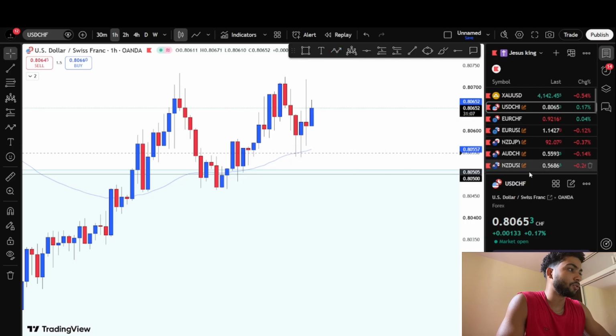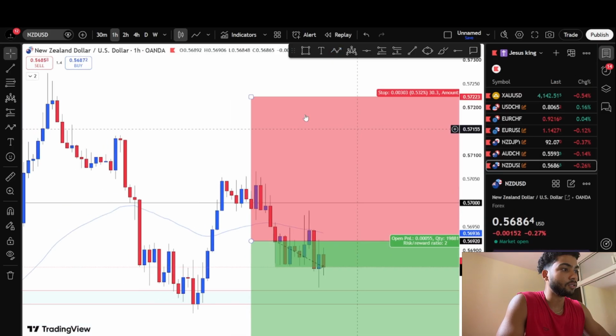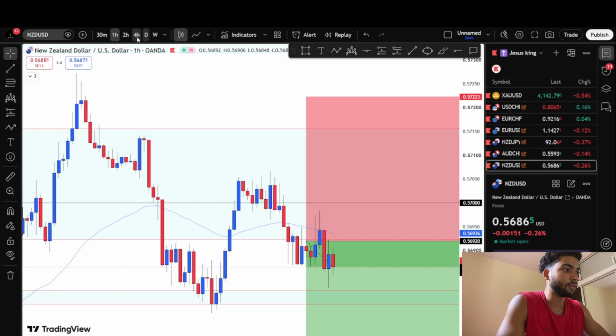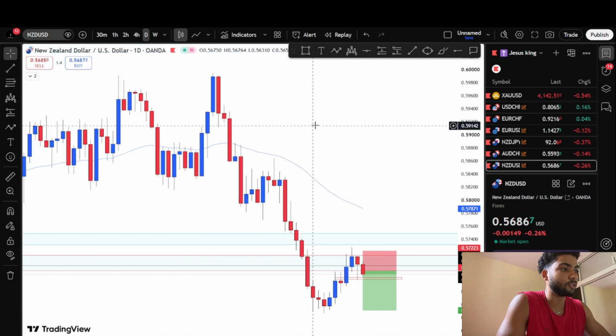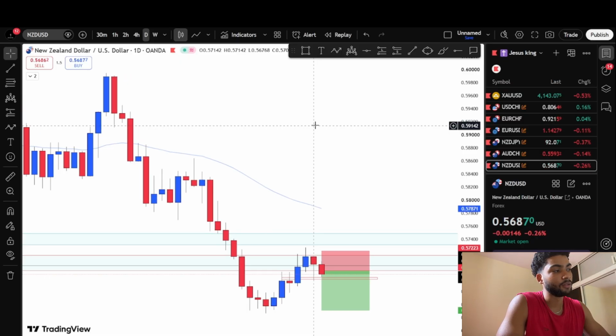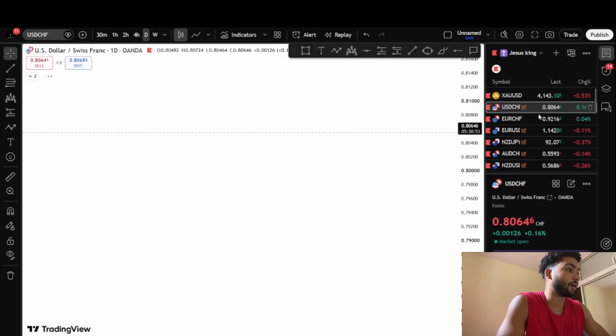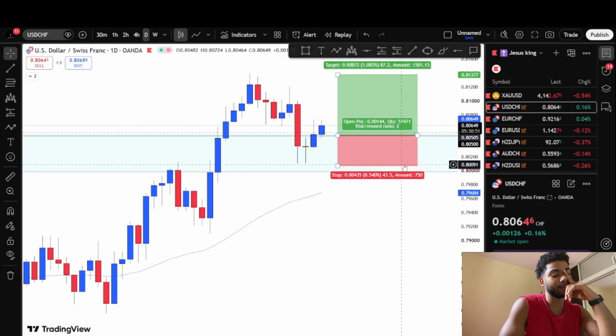But I mean, I'm in NZD USD, and all I need is to take one trade a week, max two. So far I'm good. Last week I took a stop loss, so if I missed out on this trade, it's not bad.